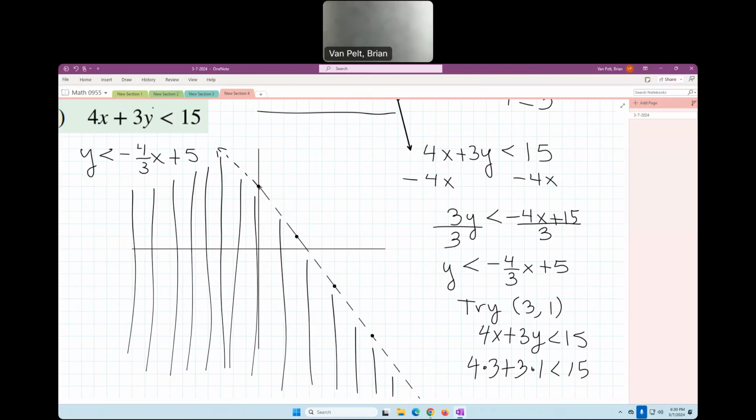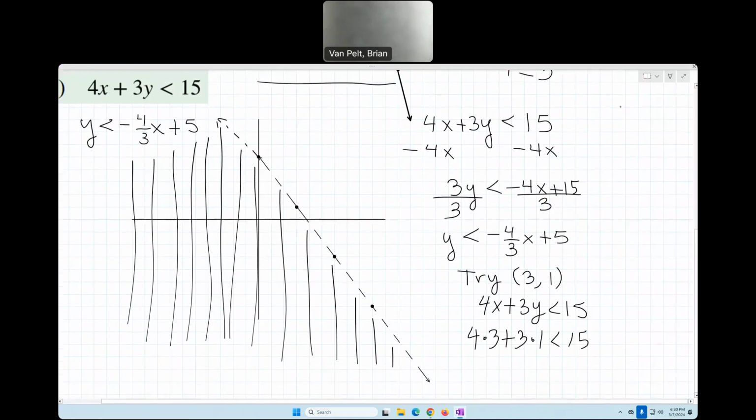So 15 is less than 15? Yeah. Right, on the left you get 15. Is it true that a number is less than itself? Now, if it had a little line under it, it would be true, wouldn't it? That's why it worked before and not here. That's why you need the dashes to indicate that points on the line are a solution.